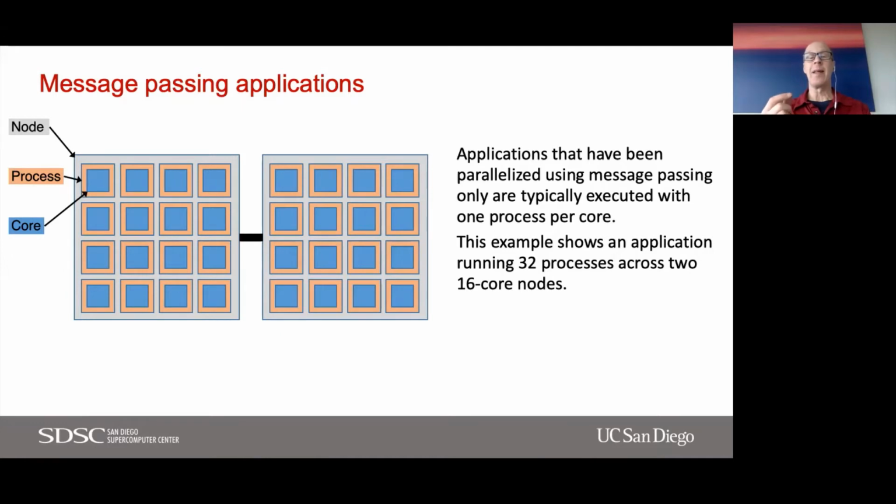So we're going to start with message passing applications, something that's been parallelized, say, using just MPI. So applications parallelized using message passing are typically executed with 1 process per core. So this example shows an application where we're running 32 processes across the 16-core nodes. Now, occasionally, those processes are going to have to communicate with each other. The MPI implementation is going to handle both the communication between processes on a node and processes that belong to different nodes. So under the hood, they'll be using different protocols. But to the programmer, it looks all the same, so you don't need to distinguish.